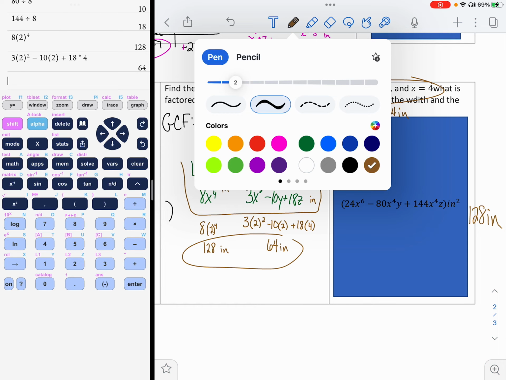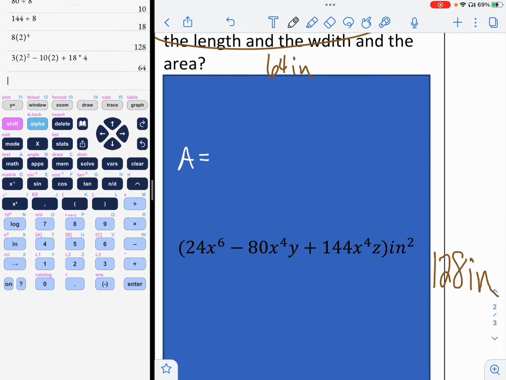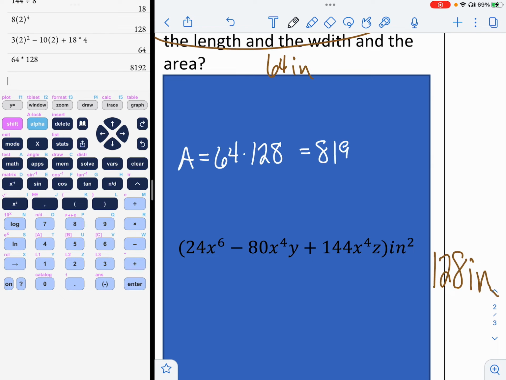And now for the area. Remember, there's two ways to do area, right? You can just do the 64 times the 128. Let's do that over here. And then to verify, oh my, that's a large number, 8,192 square inches.